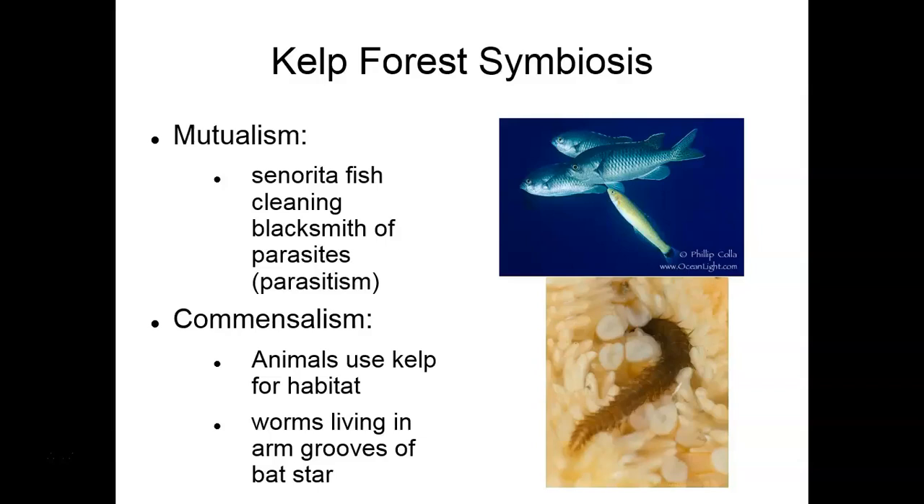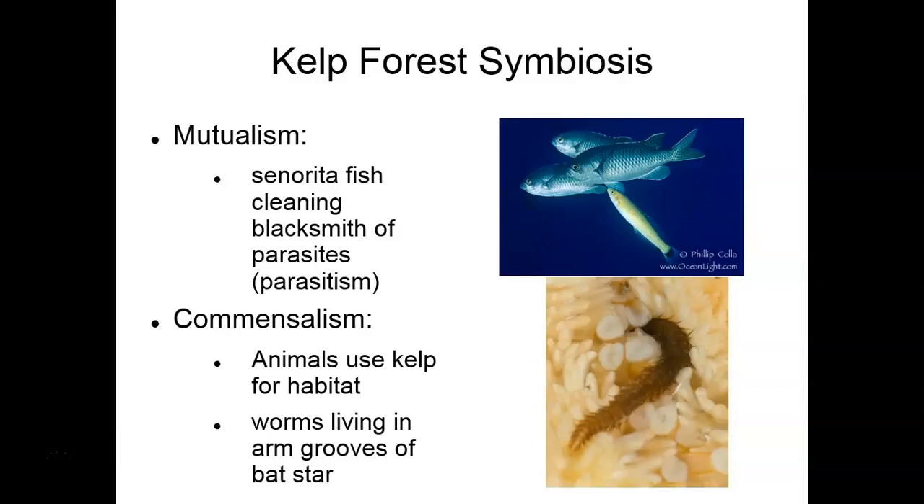And then an example of commensalism is, well, one is the animals that live on the kelp, right? The kelp isn't bothered. The animals are getting protection and being able to live there. But another interesting example is found with bat stars and polychaete worms.